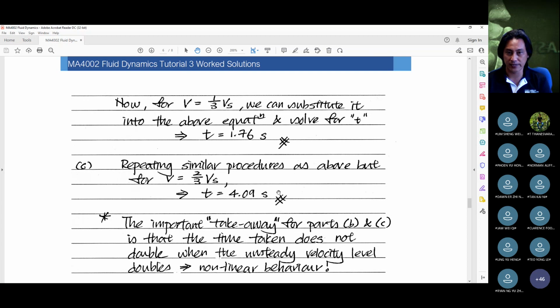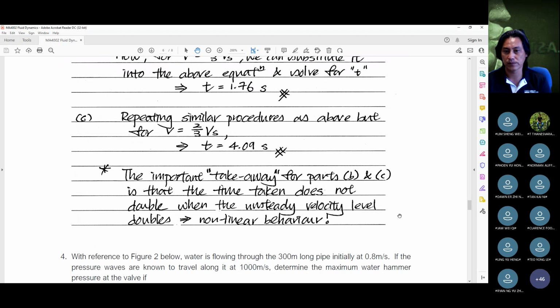It's not a doubling. Basically this question's purpose is to show you that the time doesn't double just because the velocity doubles. Because if you take 1.76 multiplied by 2, you're going to get a time that is smaller than 4.09 seconds. So it's non-linear. The increment in the velocity is not linear. I think that's the biggest takeaway for this question.